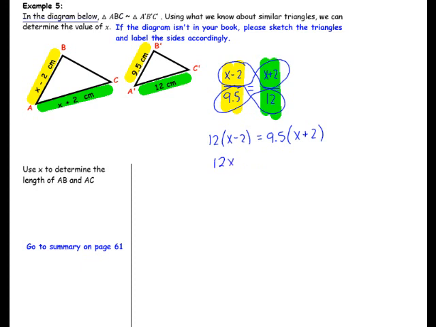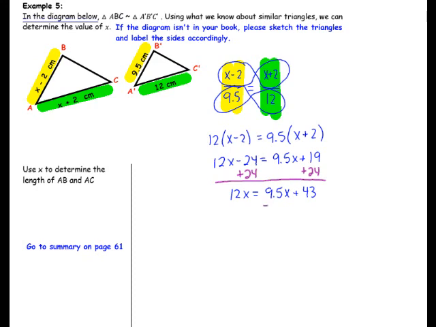Distributing, I get 12x minus 24. Distributing on the right, 9.5x plus 19. To simplify, I'm going to add 24 to both sides of the equation. When I simplify, I am left with 12x on the left and 9.5x plus 43 on the right side.